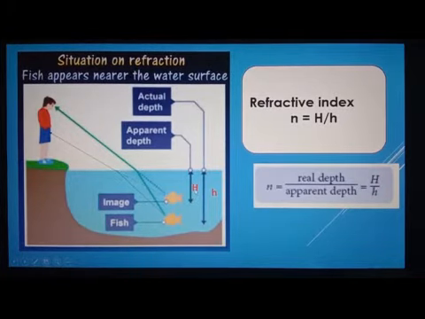I think this one is marked wrongly. It should be small h here, and this one is capital H. So this is the image, and the image is the apparent depth. For the actual depth, this one is the capital H. So we have this formula: refractive index n can be calculated using real depth divided by apparent depth. You must make sure you don't get confused, because this one is labeled wrongly. This one is small h, this one is capital H. So the formula for refractive index is real depth divided by apparent depth.